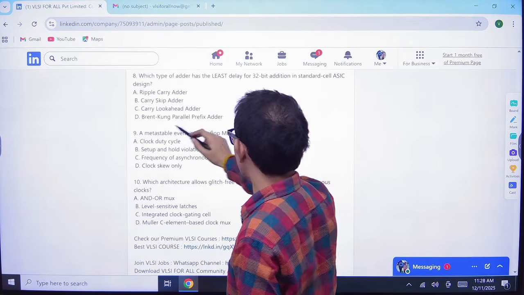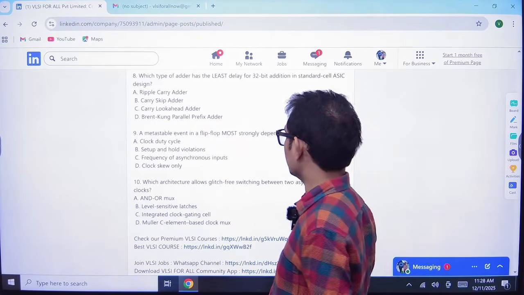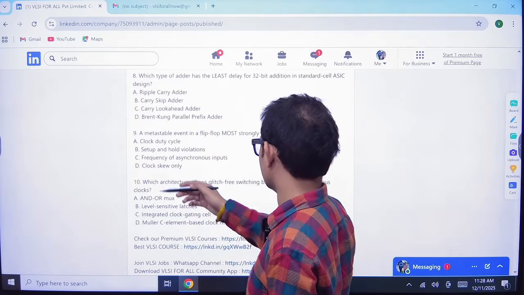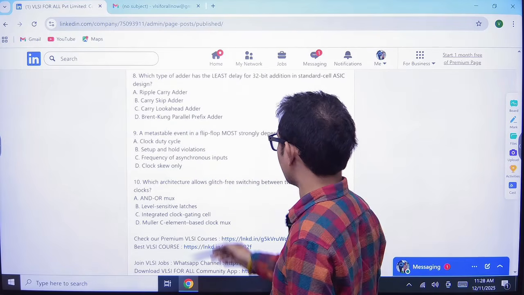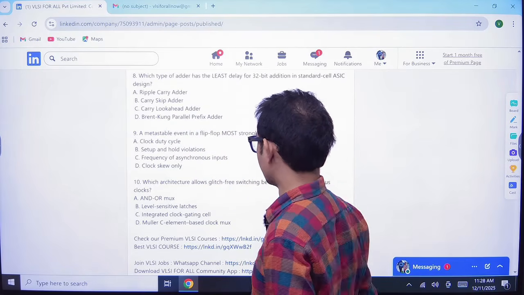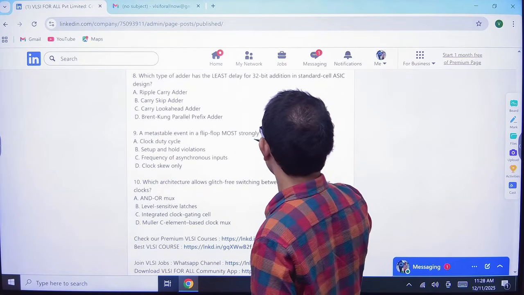So you have to read about this adder also, right? Mostly a student may tick C, but here the answer is D. You have to search about this adder, what exactly it is. You can just Google it. It is easily available, right? And then you can compare.